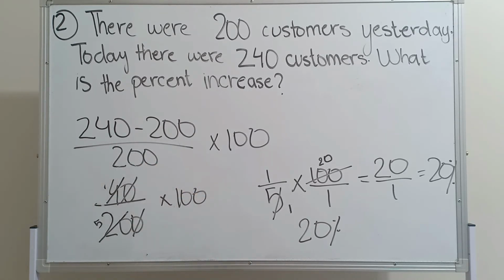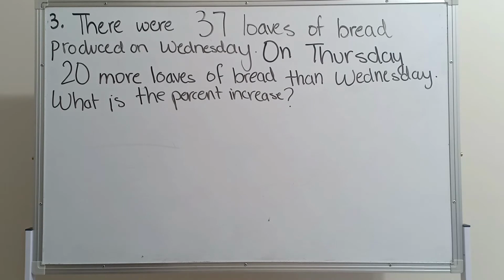So now let's get to our third and last question. So here we have our third and last question. It says there were 37 loaves of bread produced on Wednesday. On Thursday, 20 more loaves of bread than Wednesday were produced. And what is the percent increase?